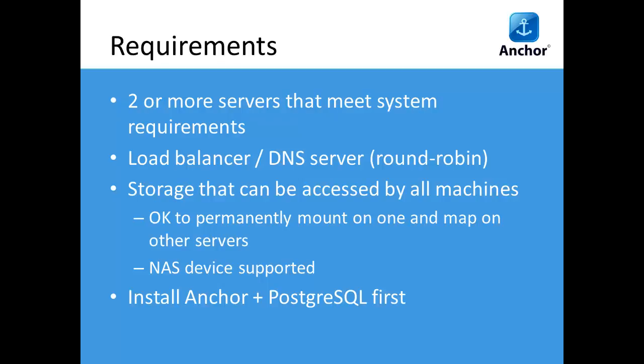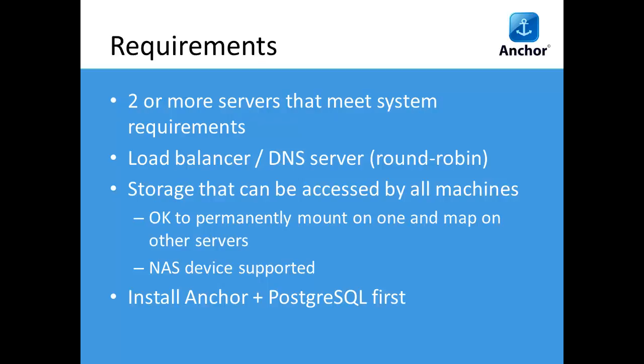The requirements for this configuration are as follows. You must have 2 or more servers that meet the system requirements. These can be found on support.anchorworks.com. A load balancer or a DNS server that supports round-robin configurations. That you have storage that can be accessed by all of the machines. A NAS device is preferred, but it's okay to permanently mount storage to one of the machines and then do a network mapping on the other machines.